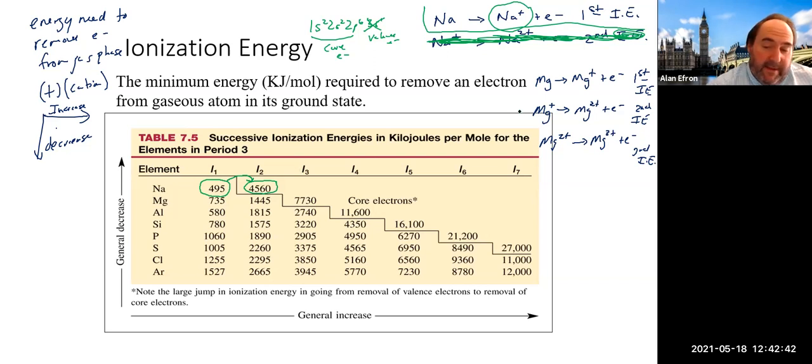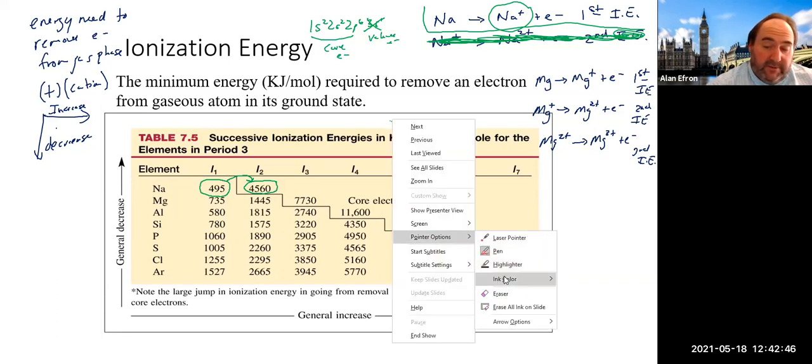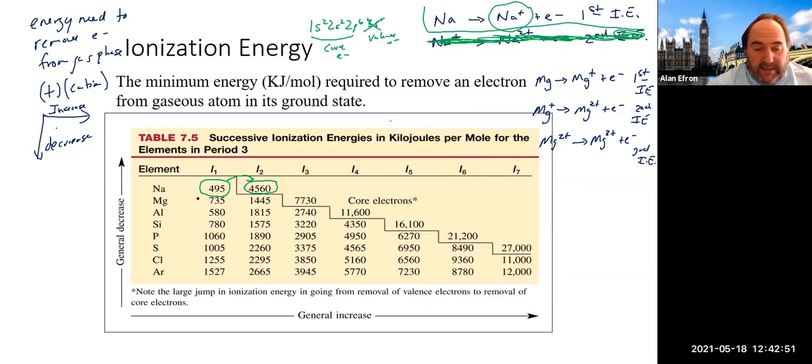Now, when we look at magnesium, you may also be saying to yourself, wait, magnesium is group 2, which means it only makes a +2 charge. So if we look at magnesium, that is 735, not too bad to take away that first electron.